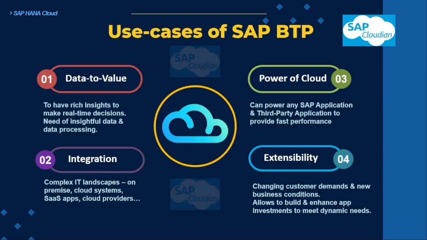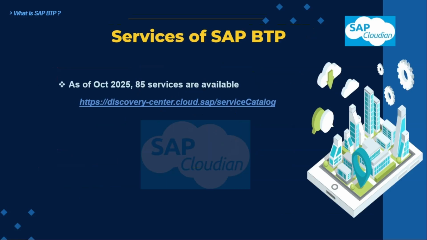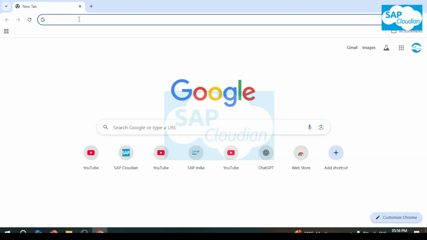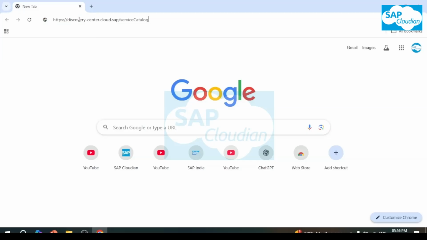Perfect. So let's move toward the next topic, that is services of SAP BTP. So as of October 2025, 85 services are available under the SAP BTP. Now how to check which are the services available under SAP BTP? So this is the URL which you can use to check those services. Let's navigate to the browser. I will provide this URL in the comment section of this video.